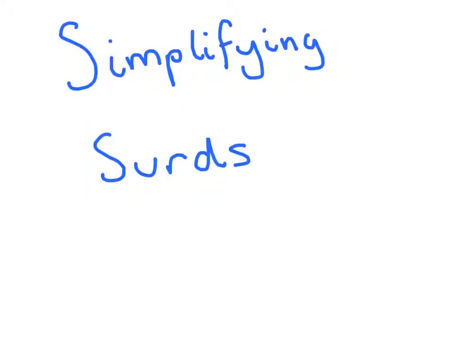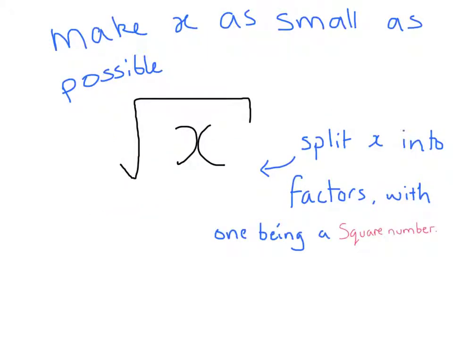Alright, so simplifying surds. The idea of simplifying a surd is we're going to make the number inside the square root sign as small as possible. So here we've got x. We want to make x as small as possible, and we do this by splitting x into factors. And then we need one of those factors to be a square number.